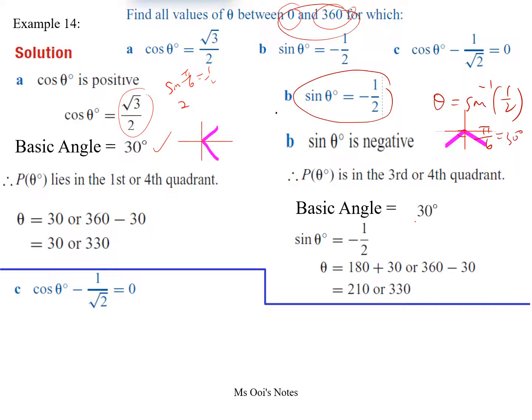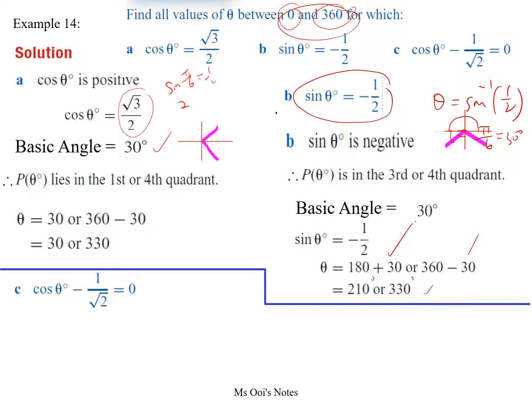Okay, so now we need to find, here is 180 plus 30, and then 360 minus 30. So the solution set will be 210 or 330 degrees. 210 or 330. All right, let's look at C.